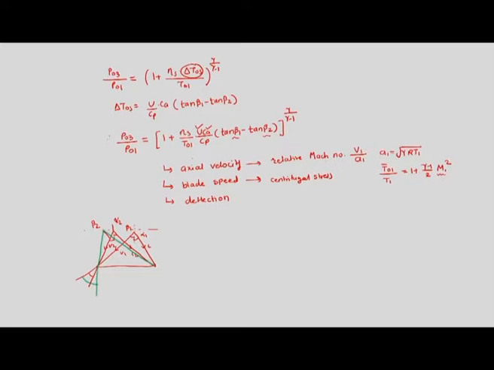So there are three factors which affect the pressure ratio. One is axial velocity, but that is restricted by relative Mach number. One is blade speed, but that is restricted by stress in the blade. And the other is deflection, and large deflection would lead to flow separation.